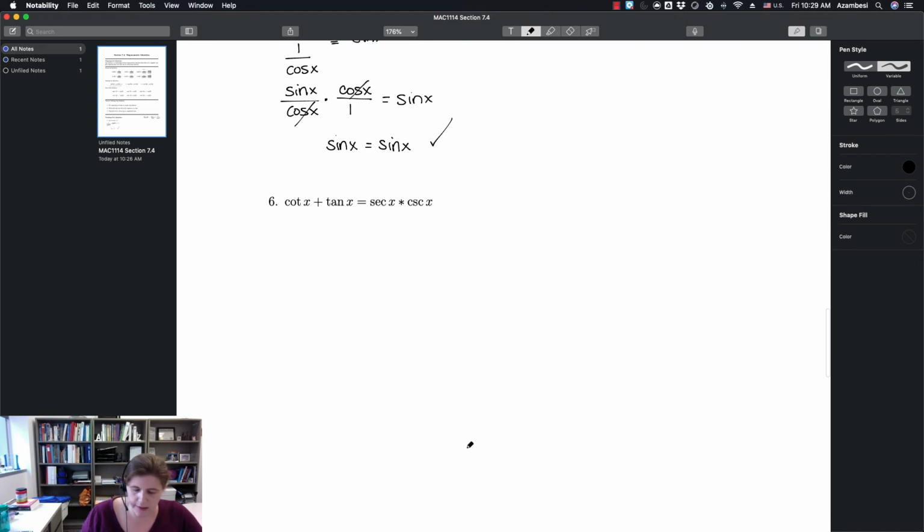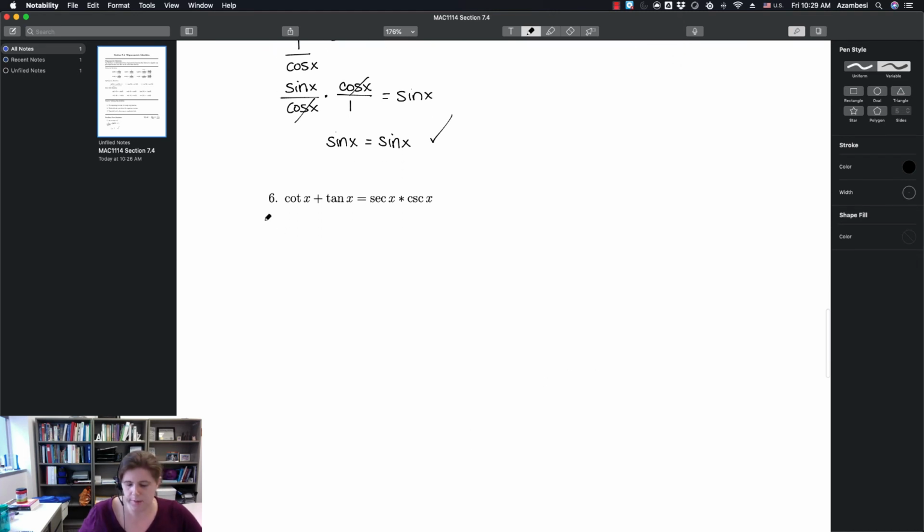All right, number 6. I have cotangent x plus tangent of x is equal to secant of x times cosecant of x. Okay, so when you're trying to decide which side is the more complex side, it's always easier to make two things into one, like add them together, than it is to make one thing into two. So if I'm trying to decide which side to simplify, I'm going to work with this side because it's easier for me to put those two things together than it is for me to break the other side apart.